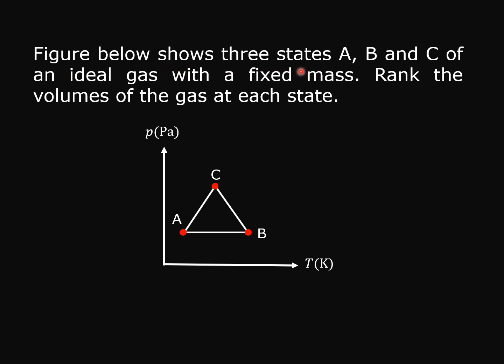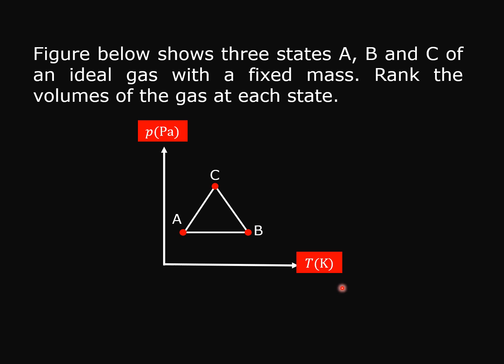The figure below shows three states A, B, and C of an ideal gas with a fixed mass. Rank the volumes of the gas at each state. Take note that this graph is a P versus T graph, where P is the pressure and T is the temperature in Kelvin. So it is not the PV graph, P versus V. V is the volume of the gas.